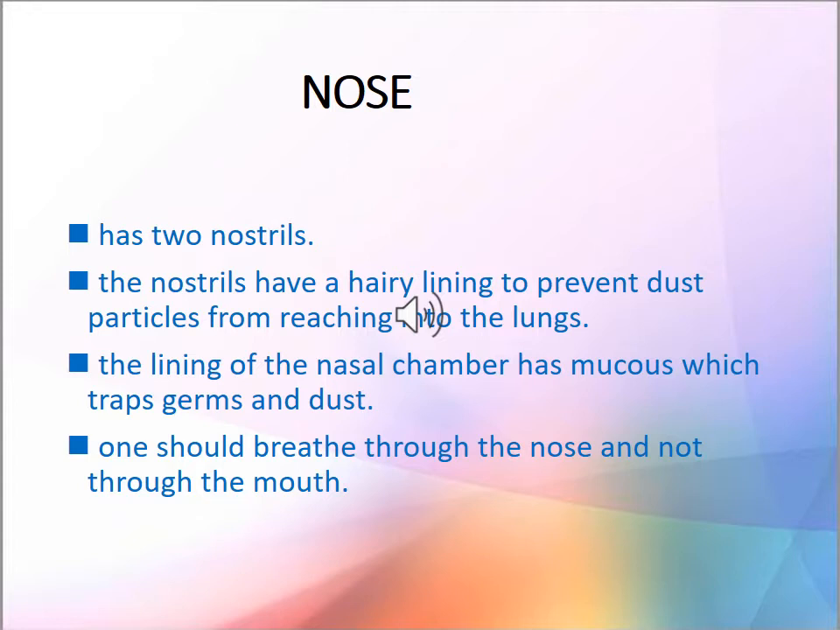So the air is going inside the body through those two nostrils, and the nostrils have a hairy lining to prevent any larger particles from going inside our lungs. Then the nasal chamber has mucus which can trap germs and dust, and our body can get rid of all those germs and dust. And the most important thing is that we should breathe through our nose but not through our mouth, because when we breathe through our nose, the larger particles can get trapped by those nasal hairs, which cannot happen when we breathe through our mouth.